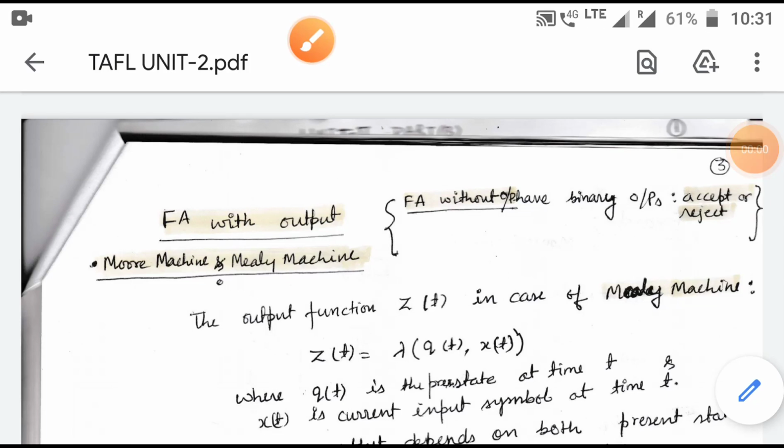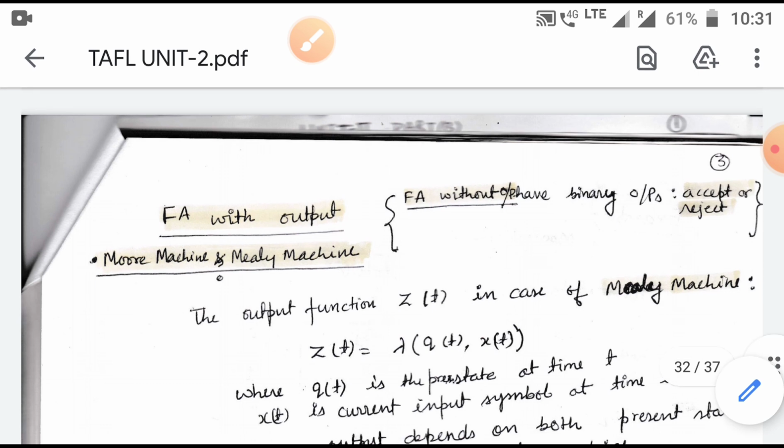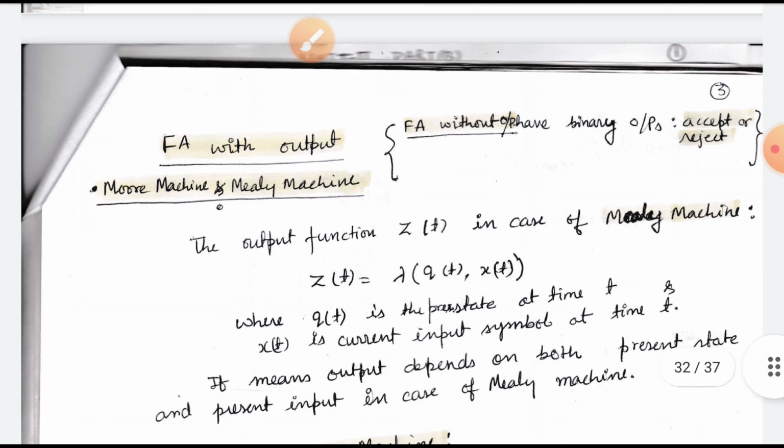Hello everyone. In the last video we revised the second unit, and in this video also we will continue with that. Here on the screen we can see the Mealy and Moore machines.